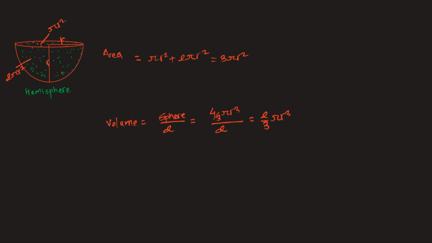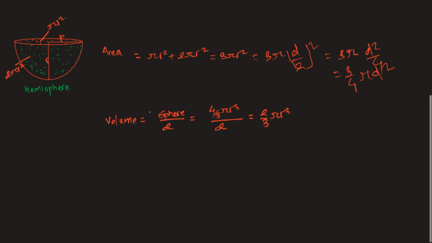So the total surface area can be found by adding pi r square to 2 pi r square to get 3 pi r square. So if you want it in terms of d, we can replace r by d over 2. 3 pi, d over 2 square, which is 3 pi d square over 4. It's 3 over 4 pi d square.